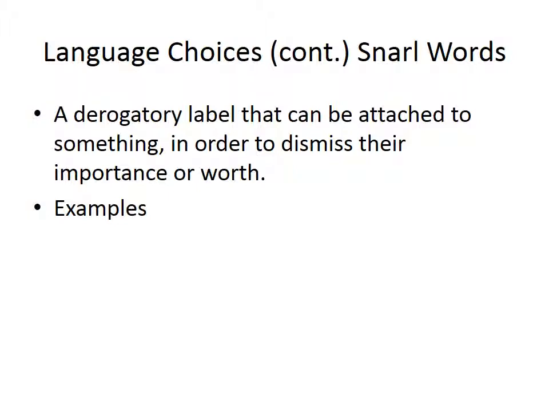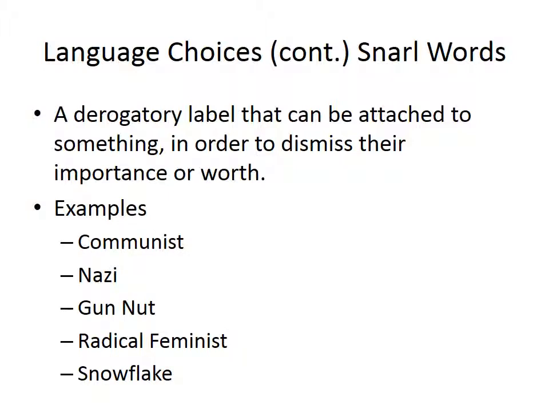So let's talk a little bit about snarl words. Snarl words are used specifically to dismiss ideas, to tell your audience they're not worth knowing about. For example, communist, Nazi, gun nut, radical feminist, or snowflake. If I were to call anybody that in a fight, I may be absolutely saying they're not worth talking to. Well, they're just a Nazi, right? They're not worth talking to, they're just a snowflake. And that's what they have really started calling your generation.